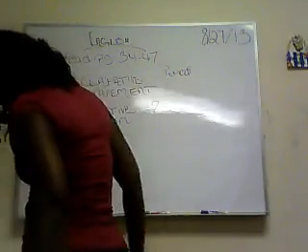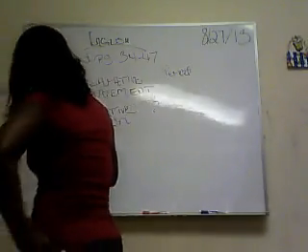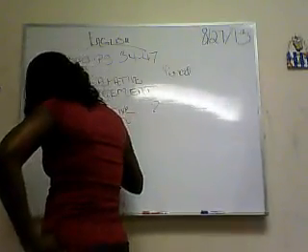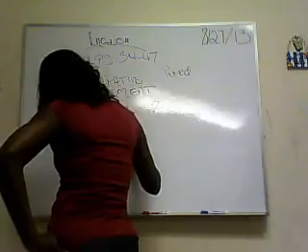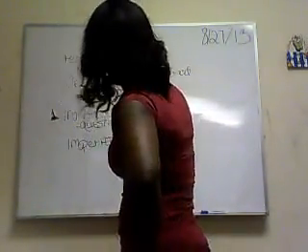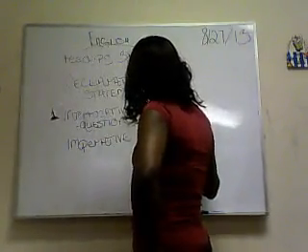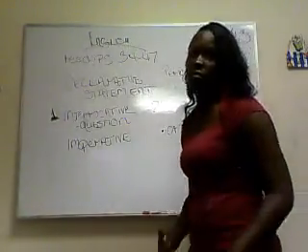What's the next type of sentence? Imperative. And what's the punctuation? Period or exclamation. What's the purpose of that? To give a command or make a request.